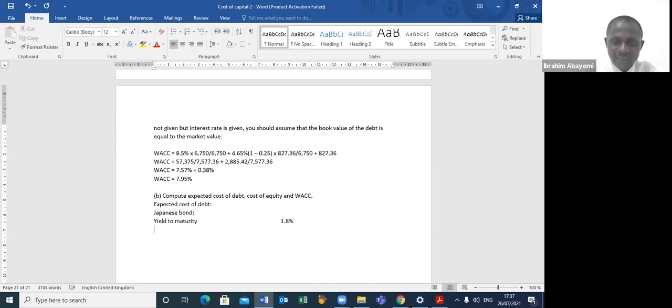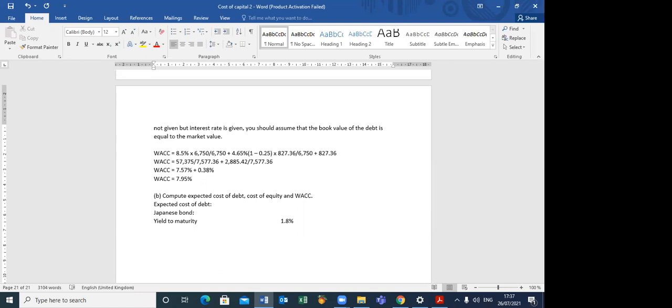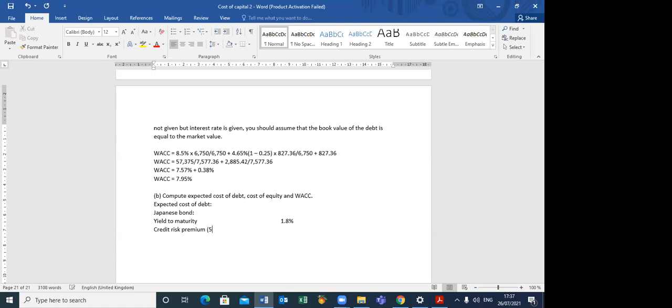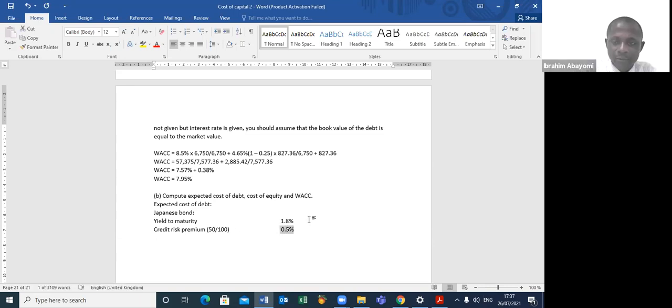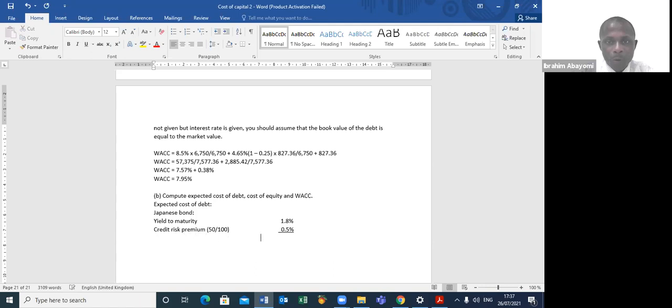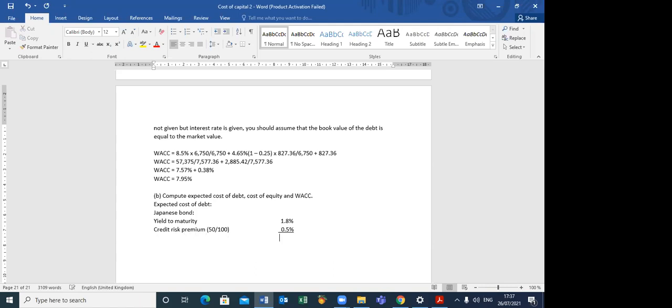Then what's the credit risk premium for 10 years? Go and check it there. The Japanese credit risk premium will now be 50 over 100, and that gave us 0.5%. So add these two together. We have 1.3%. Am I correct?